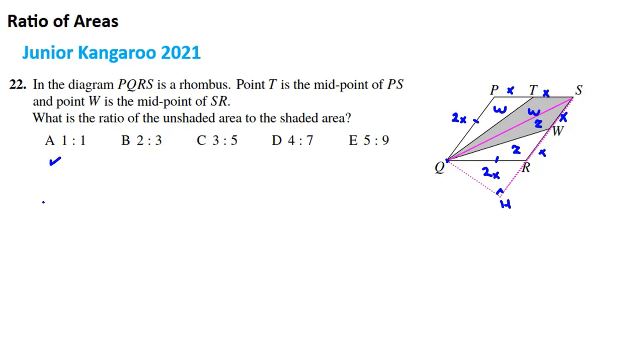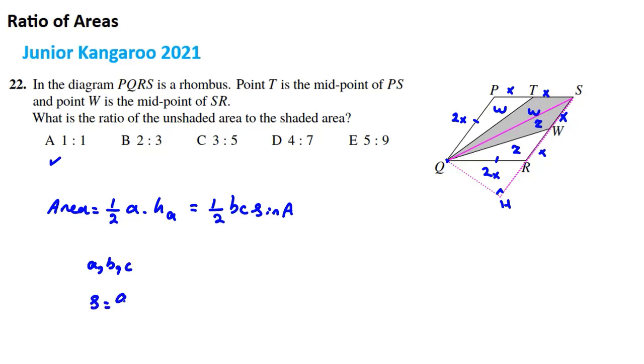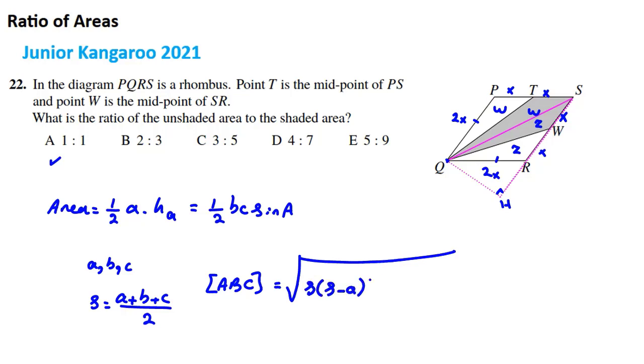For areas, we have lots of formulas. One way is you say the area for a triangle is half times base times altitude, or you can say one half BC sine A, or also Heron's formula. If the sides are a, b, c, you define s equals the semi-perimeter, which is a plus b plus c over 2. So the area of ABC is the square root of s times s minus a, s minus b, s minus c. We call it Heron's formula. So if we know three sides, we can easily calculate the area. And there are lots of other formulas.